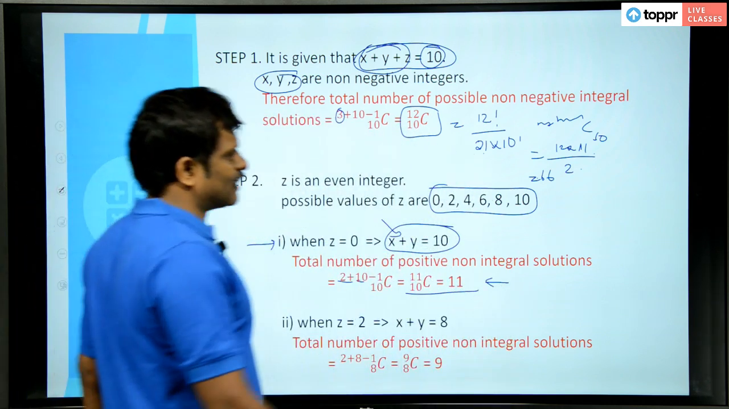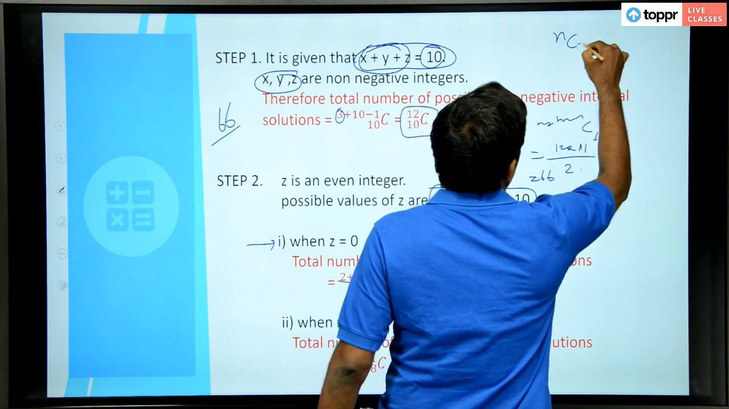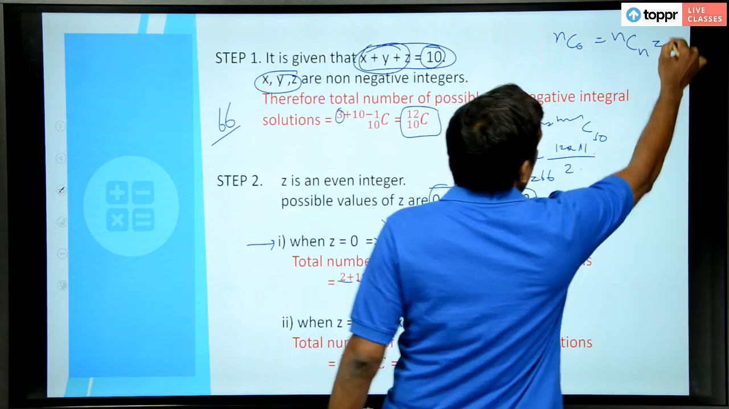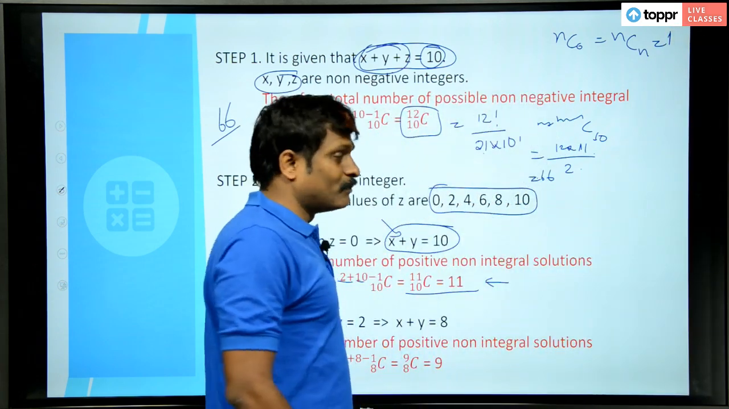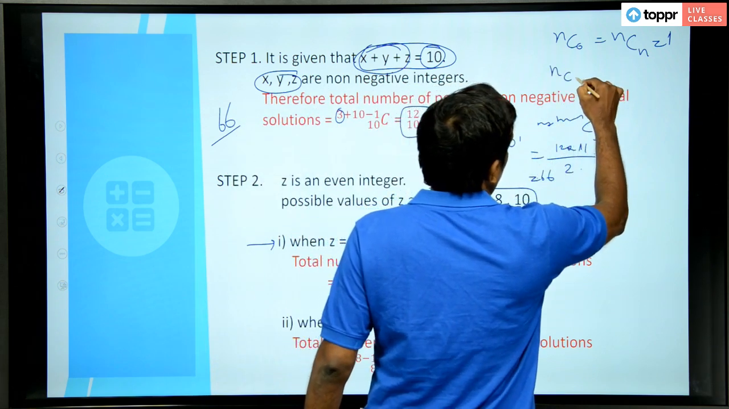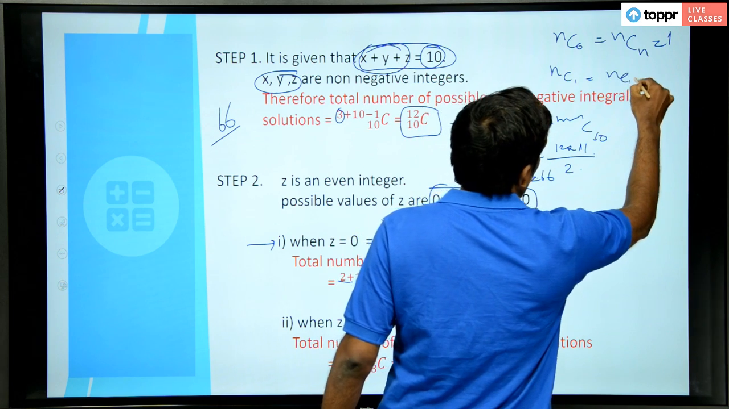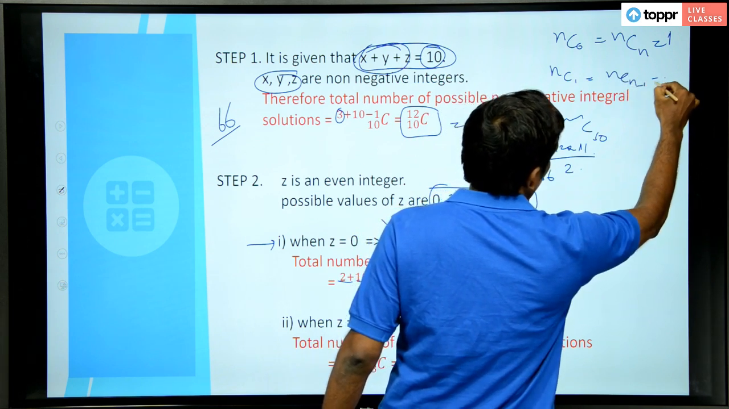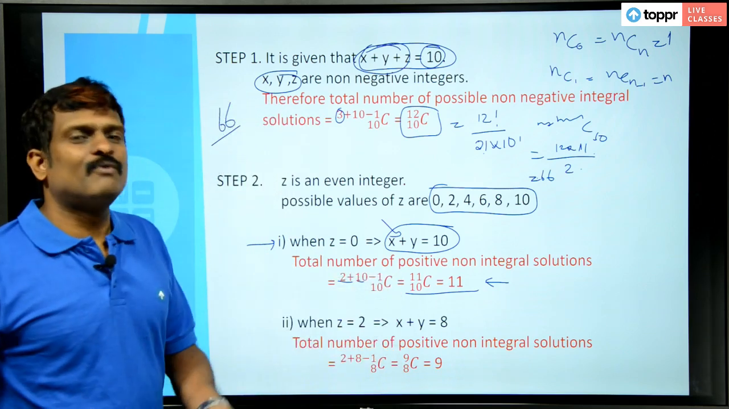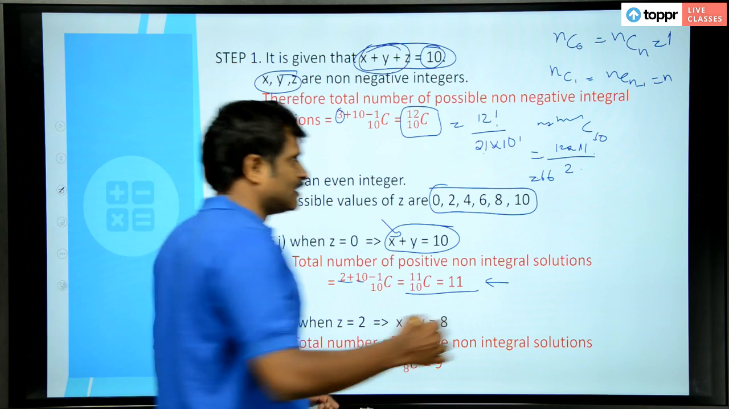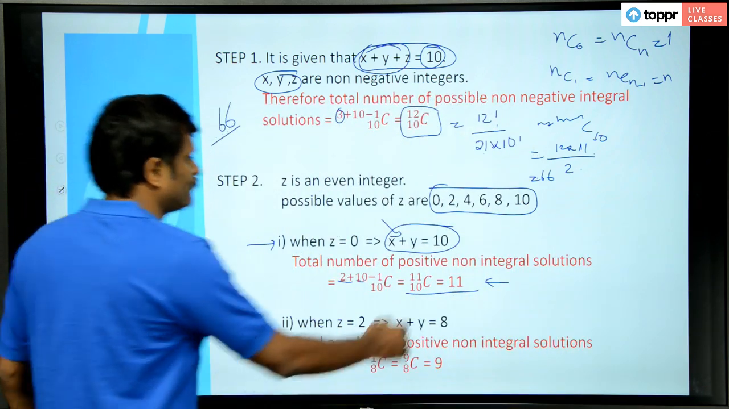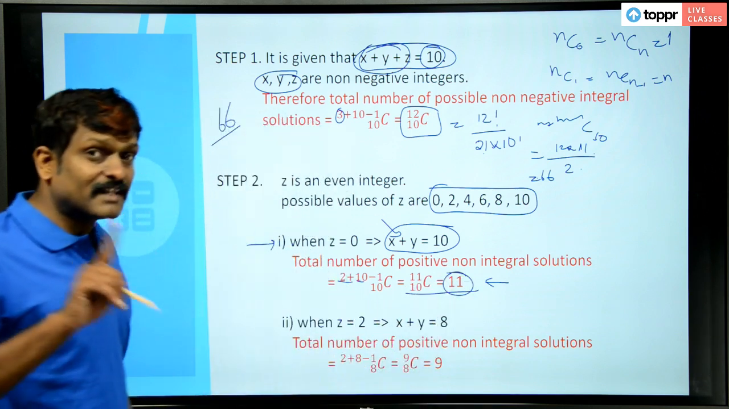You can remember these things: NC0 is equal to NCN is equal to 1. These will help you in saving a lot of time, guys. And NC1 is equal to NCN minus 1, this value will be equal to n, that is what I have used here. 11C10 will be equal to 11, and NCR is equal to NCN minus R. So, using that we have this value when z is equal to 0.